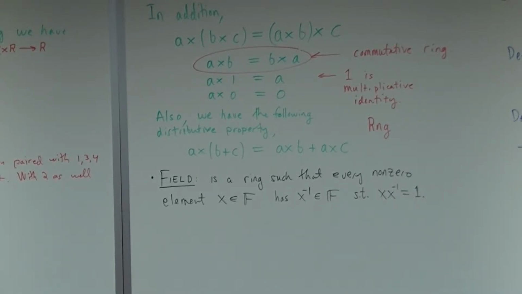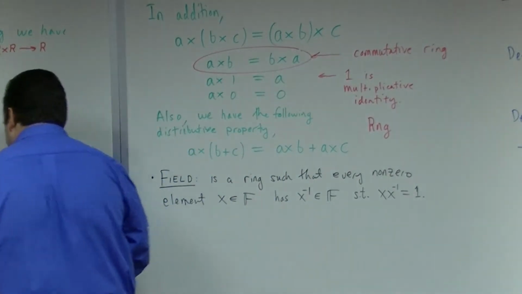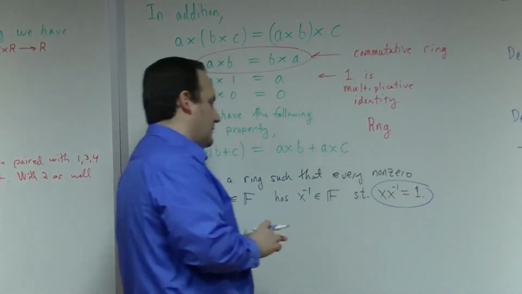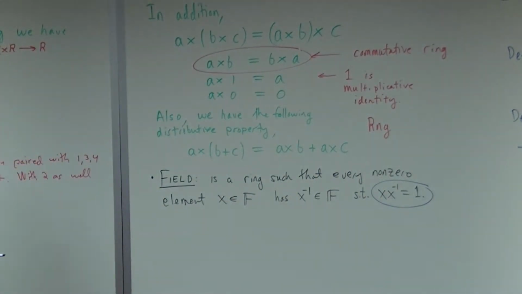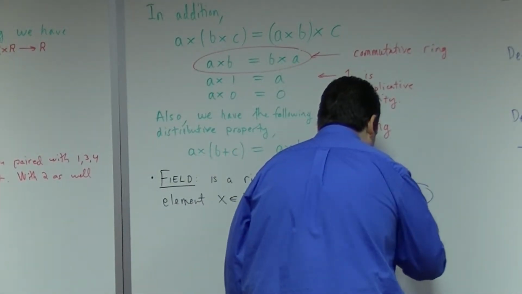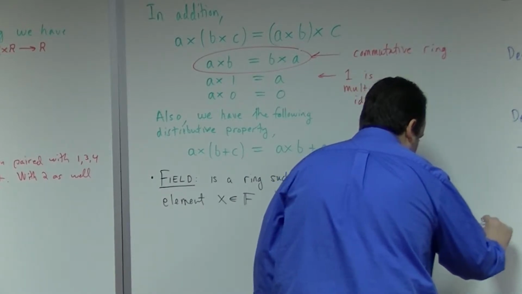Can you put this into words in terms of units? What does this equation say about x? What does that say about x? Yes. But in terms of divisibility, what does it say about x? X is a divisor of what? 1, right? This says that x divides 1. Therefore, x is a unit. That's right.